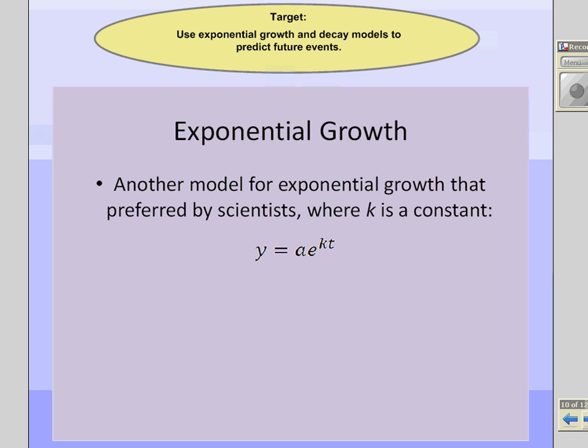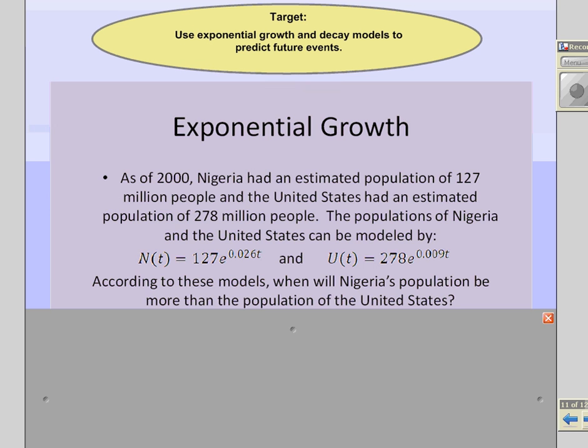We also have an exponential growth model that again is used by scientists. k again is a constant of growth, as we call it. a is the initial amount. We use our base e, and t is our time period again.